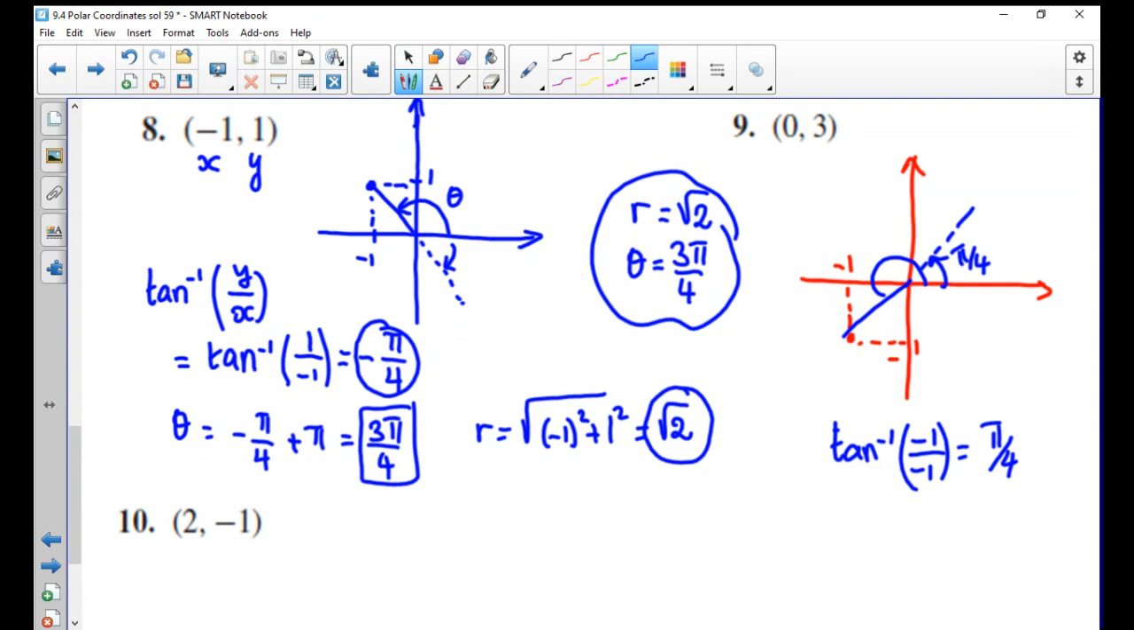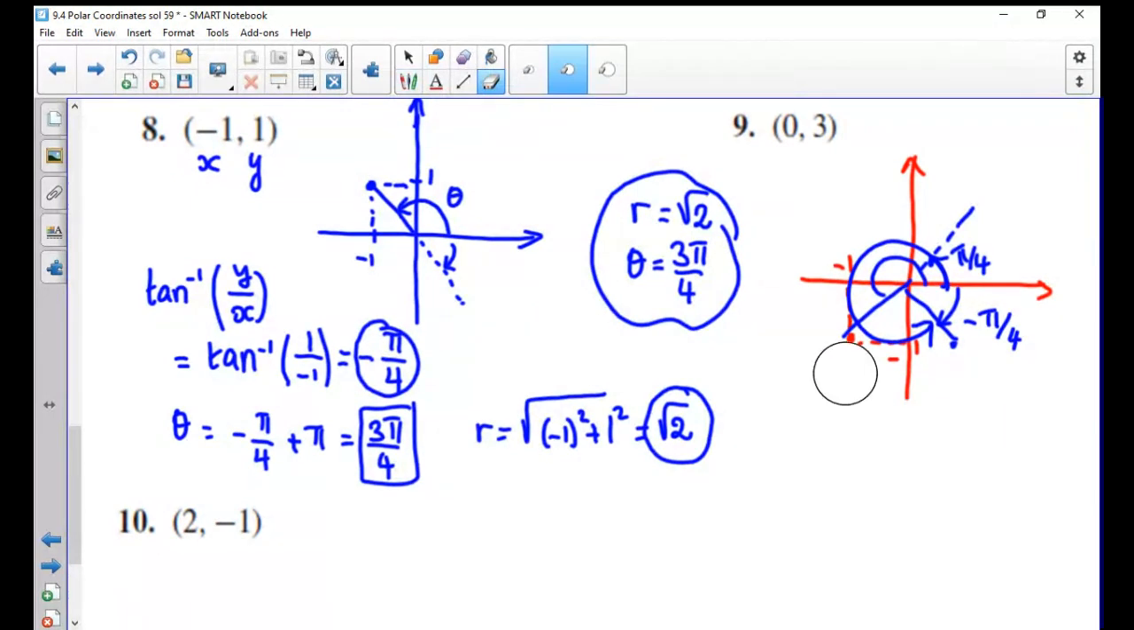So these are the rules if you want to write them. If your point is in quadrant 1, don't do anything. If it is in quadrant 2, add pi. Quadrant 3, add pi also. And then in quadrant 4, you will need to add 2 pi, because you will get a negative number. So these are just a little bit of trigonometry stuff.